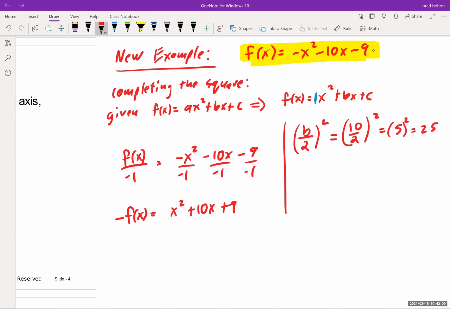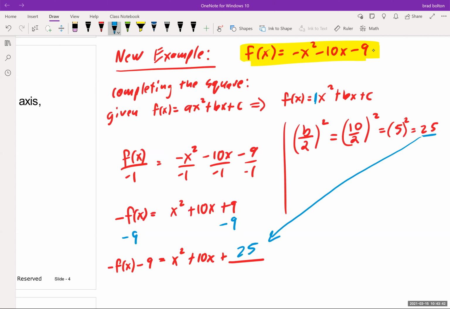Okay, so that means what I want to do also is, now you have two choices. Like I said, there's a bunch of ways to do this, but normally what I like to do is move anything without an x to the other side. So I'm going to subtract 9 there. So I'm going to have negative f of x minus 9 equals x squared plus 10x. Now notice, I always just say plus blank, okay? So my blank is very important right here, because this goes right there. So I'm going to put a 25 here, but notice I just put a plus 25 right there.